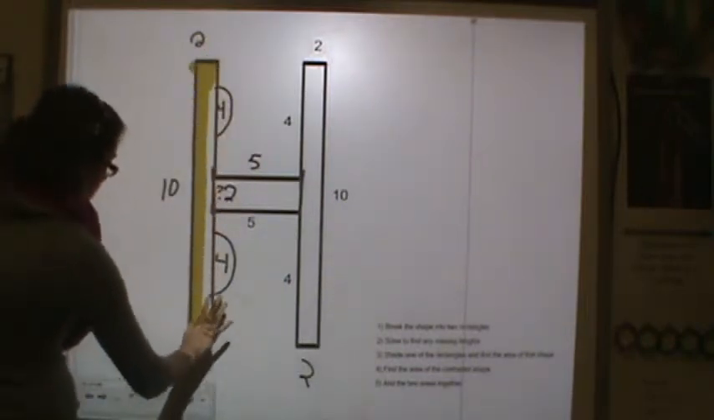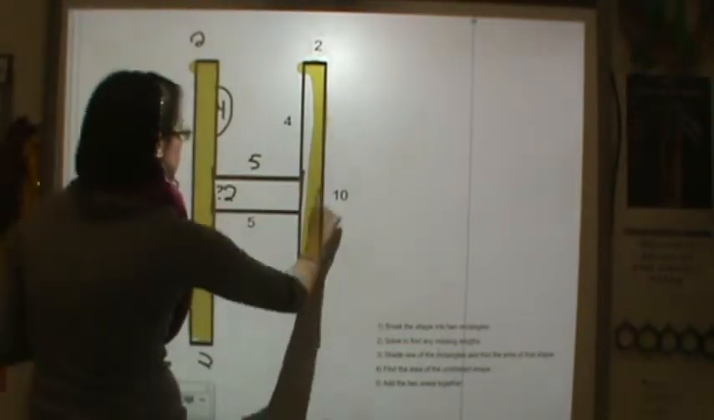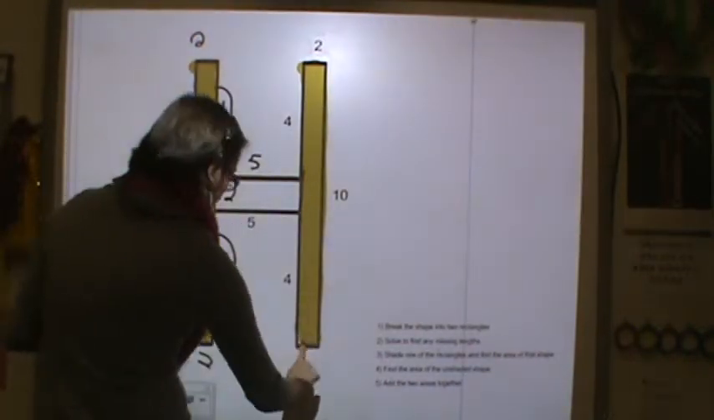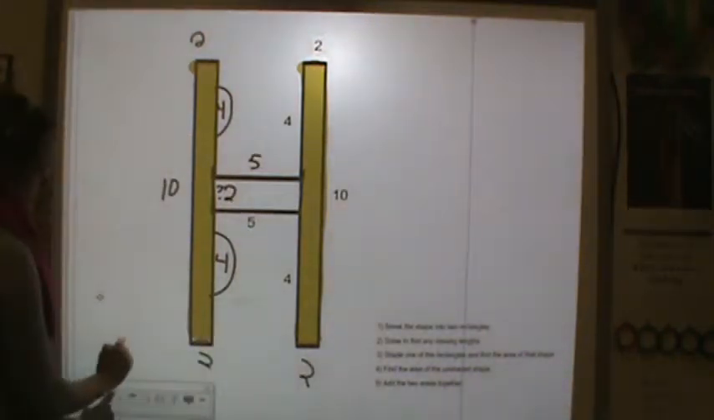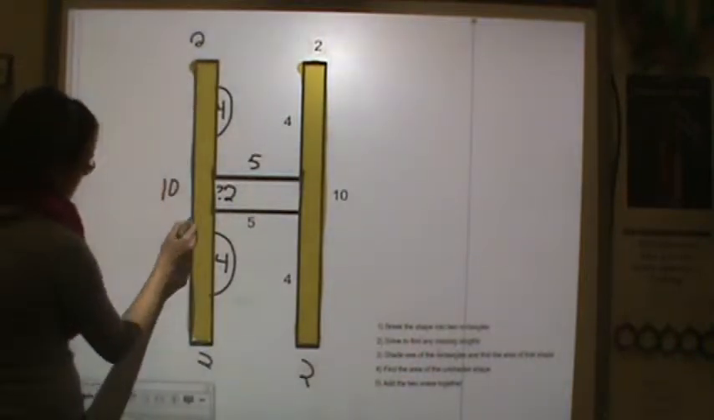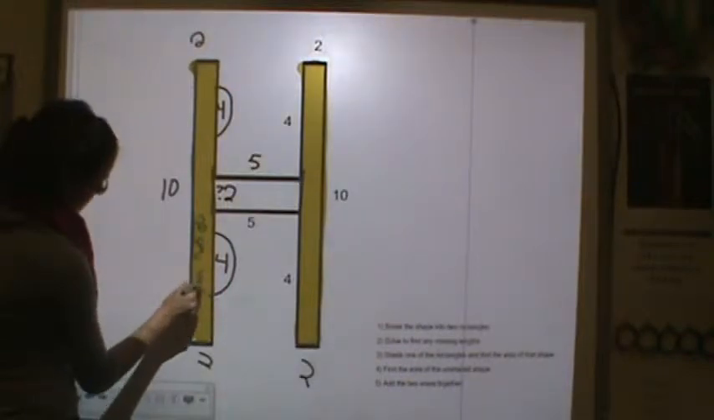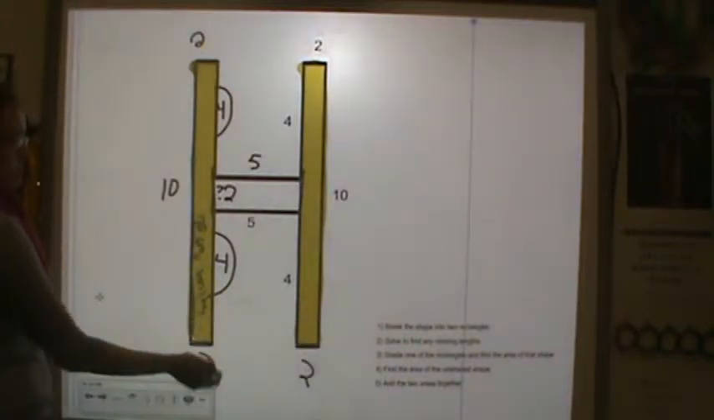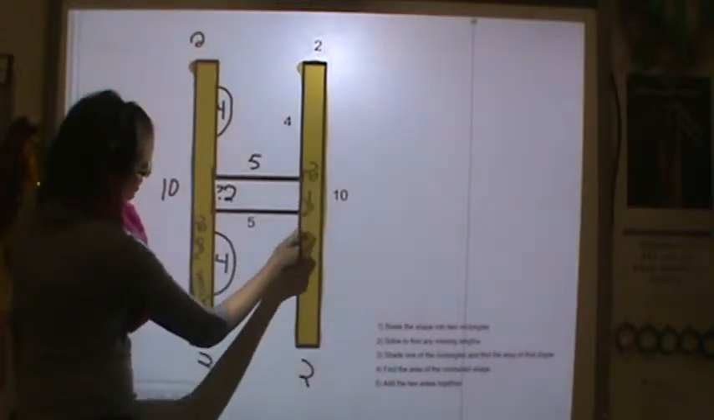All right? Now we are going to do some shading, and actually we're going to have to shade a little bit more than just 1 rectangle since we have 3. So I'll shade the 2 rectangles that aren't touching. And I'm going to find the length and width. So far the length here is 2. The width of this piece is 10. So 2 times 10 is 20 square units. If this part is 20 square units, this is 20 square units.